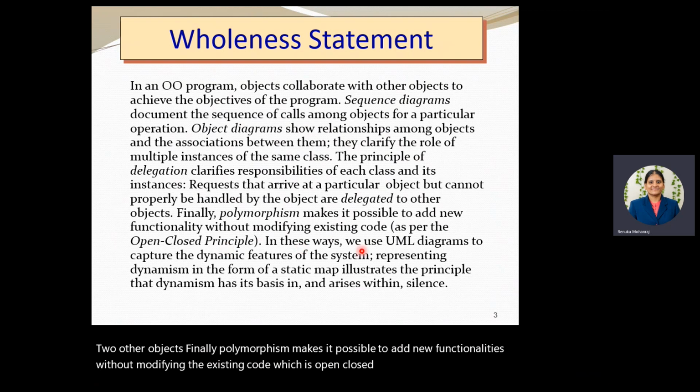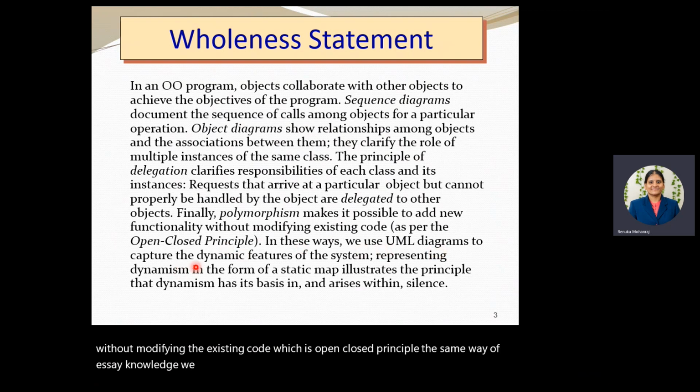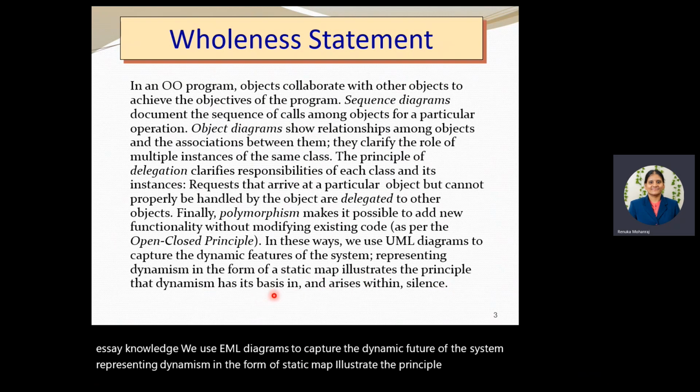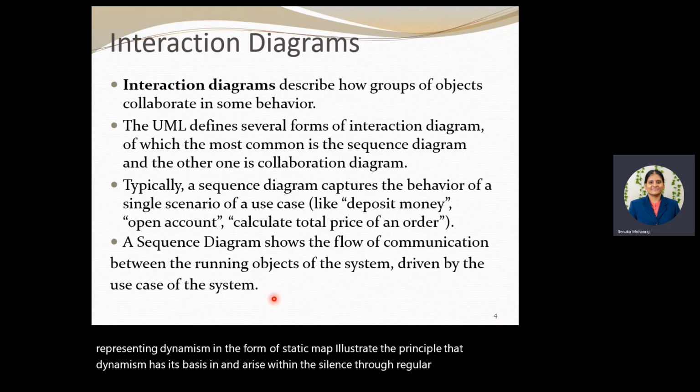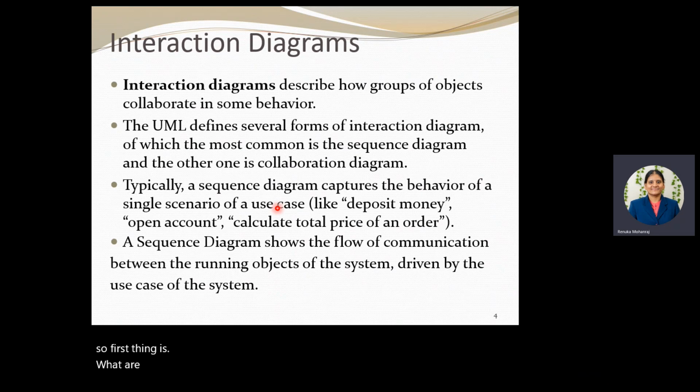In the same way, we use UML diagrams to capture the dynamic features of the system, representing dynamism in the form of a static map, illustrating the principle that dynamism has its basis in and arises within the silence, through regular TM practice. Okay, so first thing is, what are the interaction diagrams available?